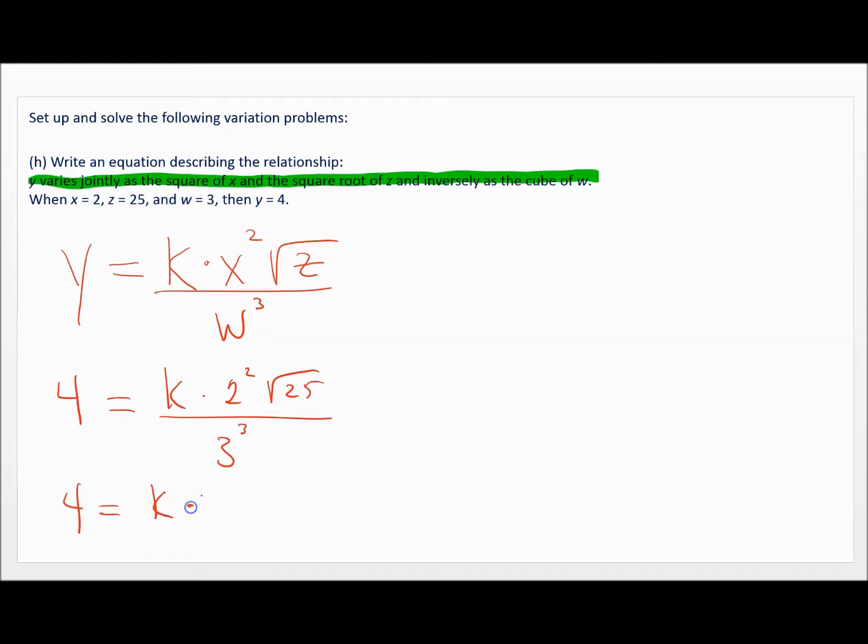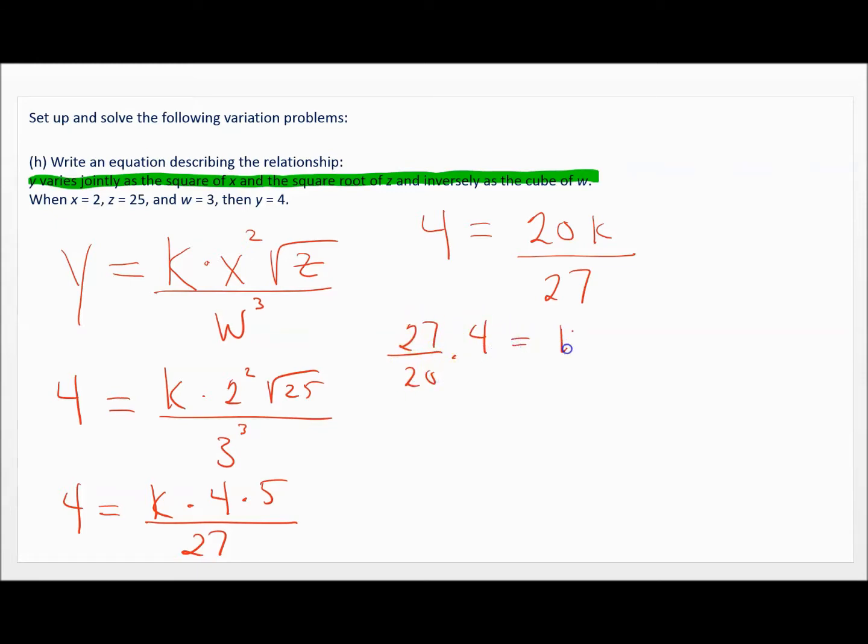So it's k times 2 squared is 4. Square root of 25 is 5. 3 to the third is 27. So now I'm continuing up at the top. 4 is equal to, 4 times 5 is 20. K, it's okay to put the k in the back, over 27. That actually does not reduce. Now, what I'm going to have to do is multiply both sides by 27 and divide by 20. So essentially, this is what's going to happen on both sides, and that's going to give me k.